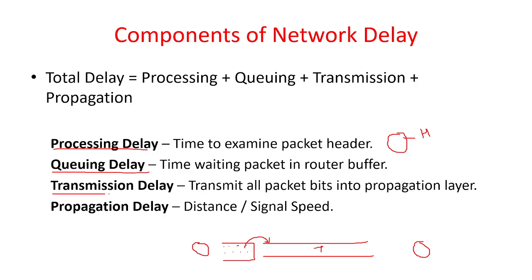Next one is the transmission delay. It is the time taken by all the bits to be transferred from this queue to the actual transmission line. The total amount of time it takes to push all the bits into the actual transmission line is called the transmission delay. And the last one is the propagation delay. It is the time for the data packet to travel from one node to another, end to end, whatever distance it could be. That time is considered as the propagation delay.